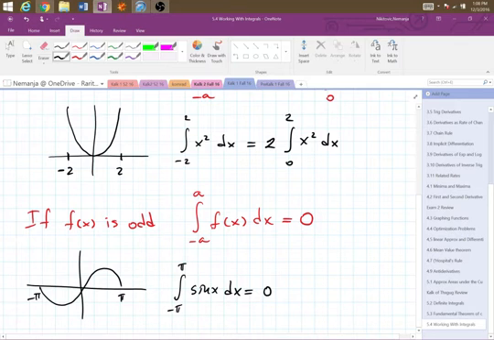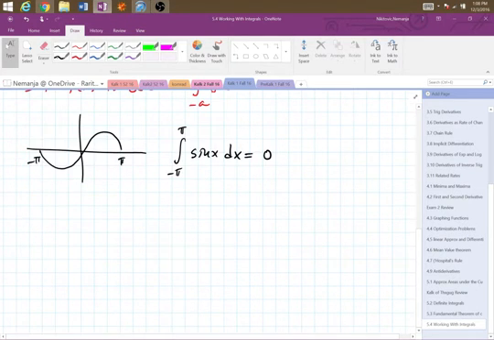Again, like for the even function up there, a symmetric interval is important, and the function needs to be odd. So these numbers have to be the same with the minus sign. So those are the 2 formulas. Again, they're there for faster calculations.